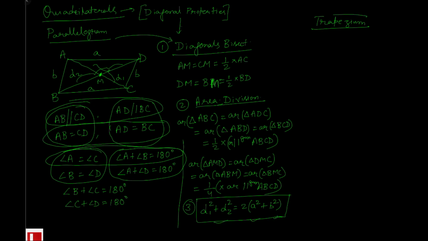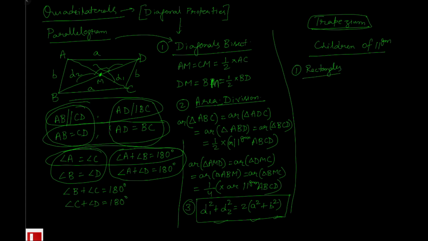Now, before going to trapezium, we need to understand certain things very clearly. There are some children of parallelogram, and those children are very clearly rectangles, rhombuses, and square. We'll take them one by one now. First, I'll explain the formation.